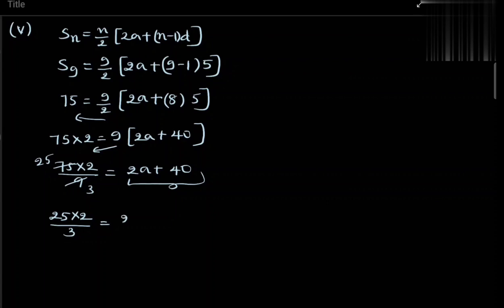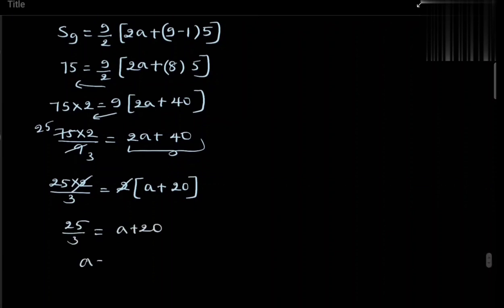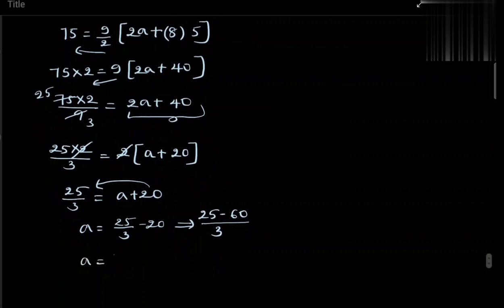From these two terms take 2 as a common term. So remaining here a plus 2 20s are 40, right? So 2 into 20. So again here 2 gets cancelled. So remaining is 25 by 3 is equal to a plus 20. So move 20 to this side, it will become minus 20. So take LCM for this, that is 3. So it will become 25 minus 3 20s are 60. So 25 minus 60 will become minus 35 divided by 3. So therefore the first term is minus 35 by 3.